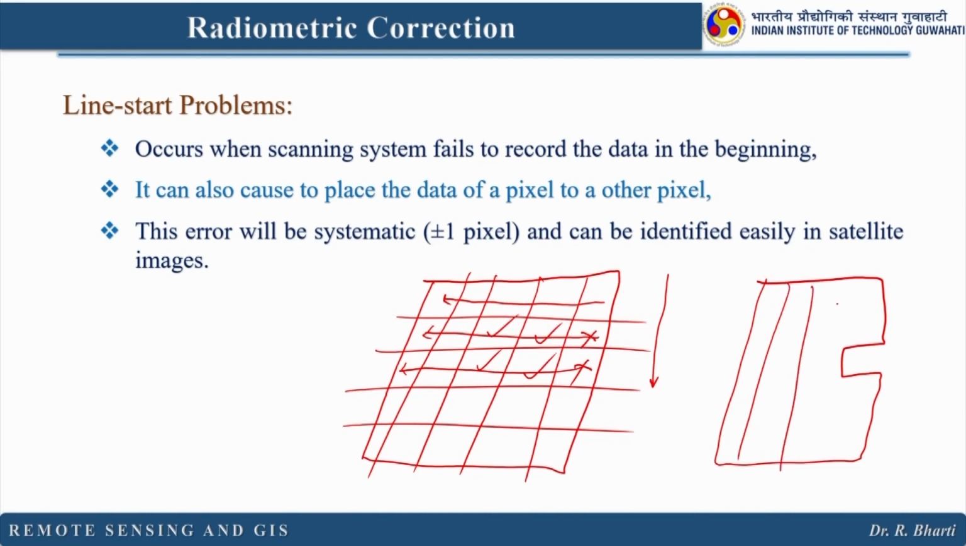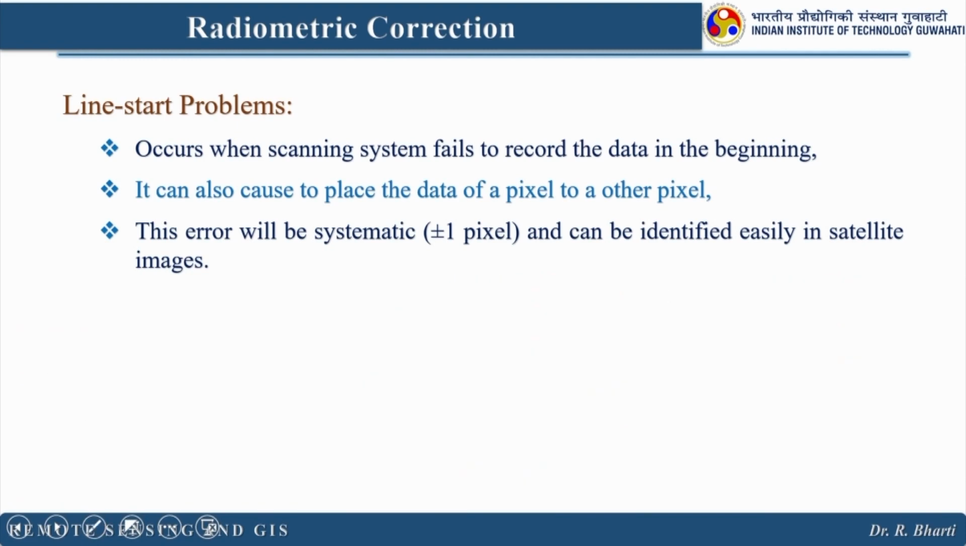So either this will be the case, or in the other case, all the values are present except these two, right. So these two pixels will not be present here, or this value will be placed here, and this value will be placed here, right. So this can happen. There will be a change in the position of each pixel in that particular line. That is known as the line start problem.